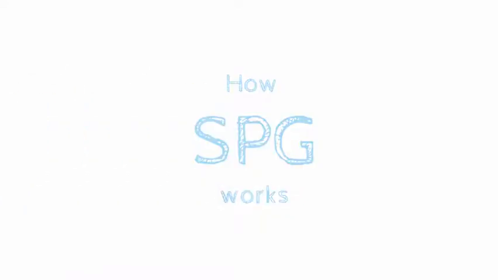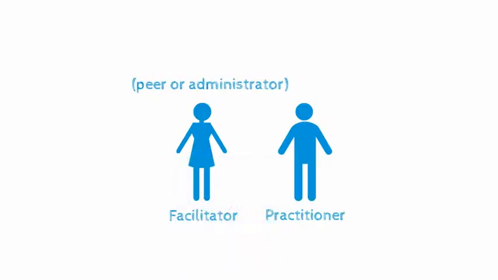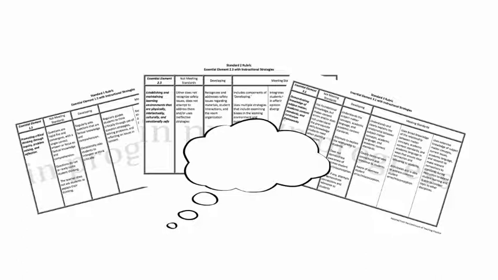Professional growth works like this. A practitioner is assigned a facilitator, either a trained peer or an administrator, based on their preference and on availability, who will work with them throughout the year. Teachers will place themselves on rubrics in a formative process by self-identifying where they are on the 9 essential elements.